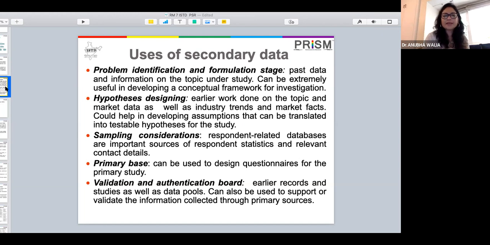Then there is a primary base. So primary base focuses on the questionnaire designing. Now the designing of the questionnaire is also a very, very important aspect in our research, because so many times we are into that periphery of designing a questionnaire.